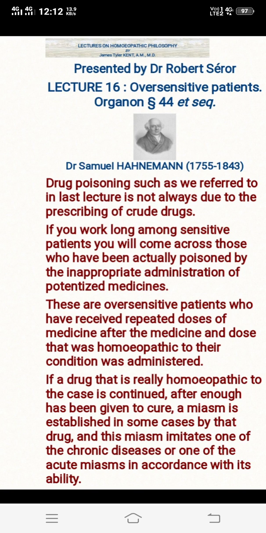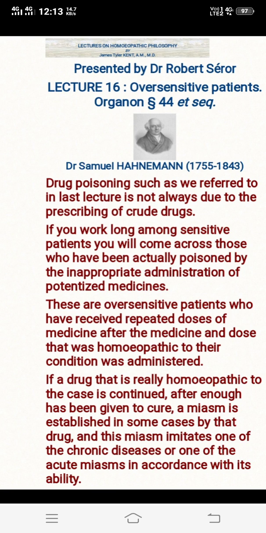So these are the oversensitive patients who have received repeated doses of medicine after the medicine and the dose that was homeopathic to their condition was administered. In that case, the patient gets drug poisoning even from the potentized form of medicine. This type of patient we call an oversensitive patient, who even if they get the medicine in potentized form develops oversensitiveness or a drug proving of that particular drug.